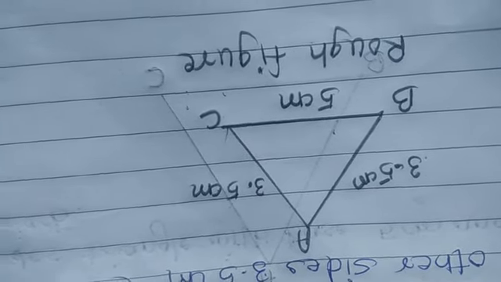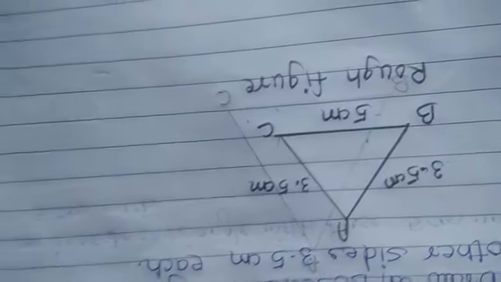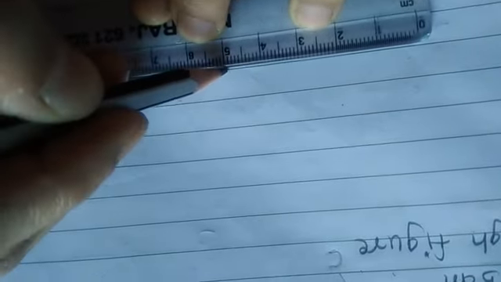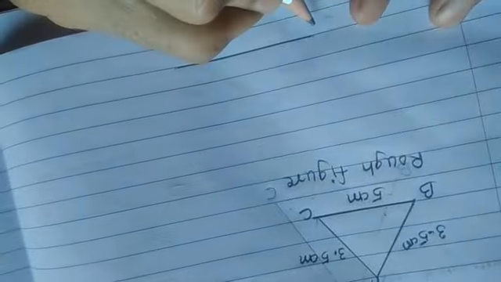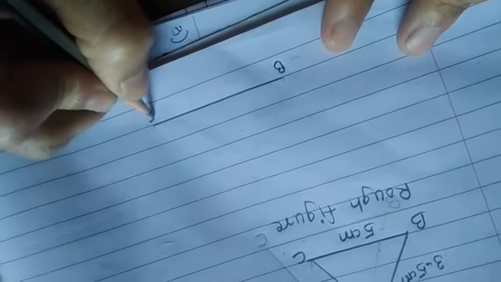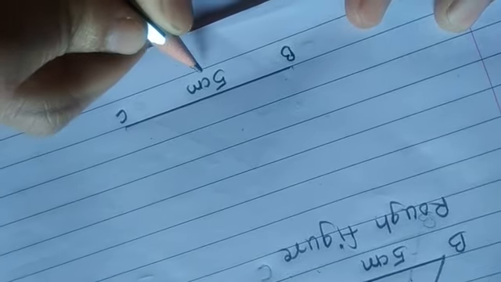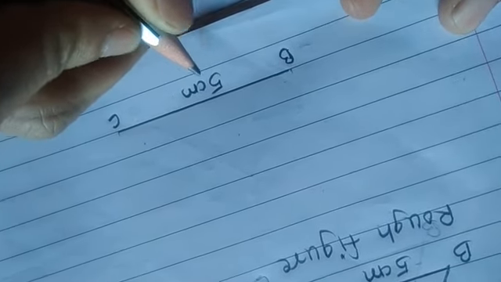First of all draw base BC as 5 centimeter. So with the help of scale draw base BC, 0 to 5, B and C. It is of 5 centimeter. Give these markings or measurements with the help of scale only. Don't use a pen. Now take a distance of 3.5 centimeter.